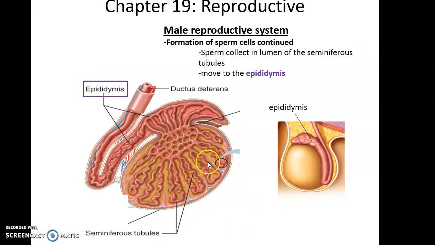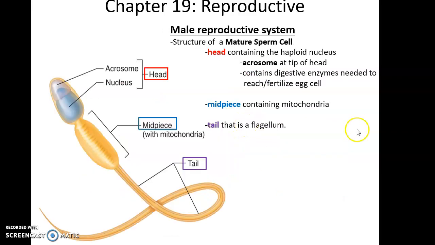So the sperm will then eventually leave the testes and go into the epididymis. Epididymis is also made up primarily of a large coiled tube, and the sperm will then be stored and mature within the epididymis. As you can see, it is a coiled organ on the superior and posterior sides of the testis.